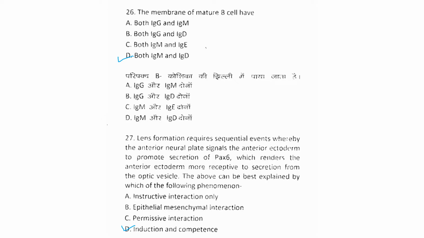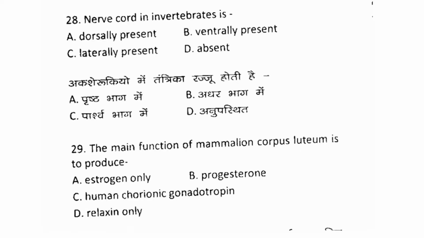Induction and competence. Next question is, nerve cord in vertebrate is, so in invertebrate, nerve cord is ventrally present. In vertebrates, nerve cord is dorsally present.